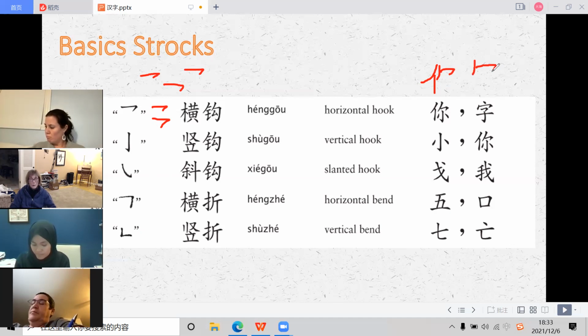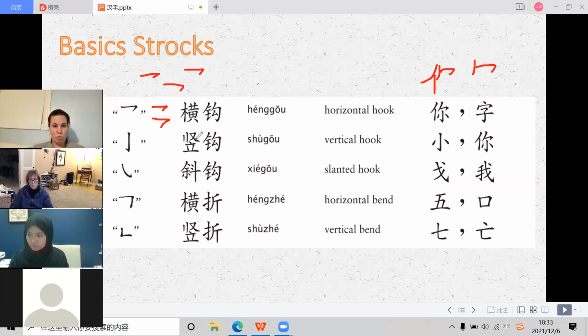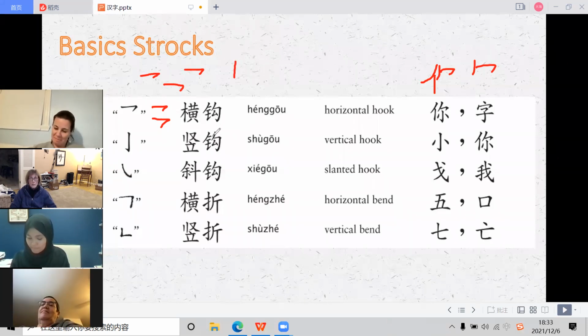Pie, 横沟. And this one is 竖沟. 竖沟, yeah, we know this is 竖. And 竖沟, vertical hook, is 竖沟, right?